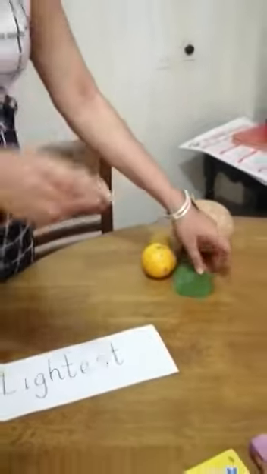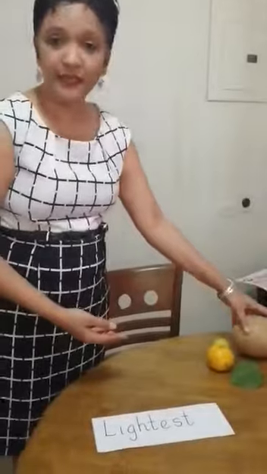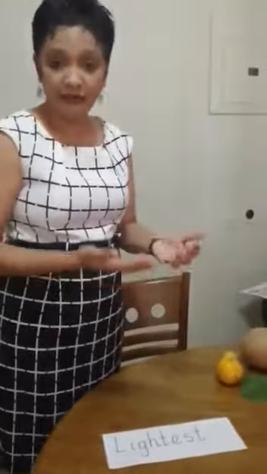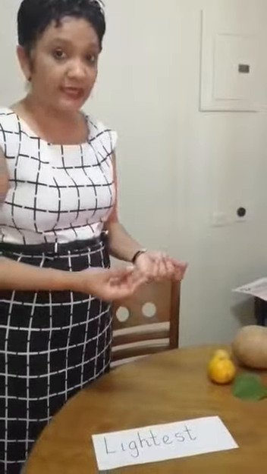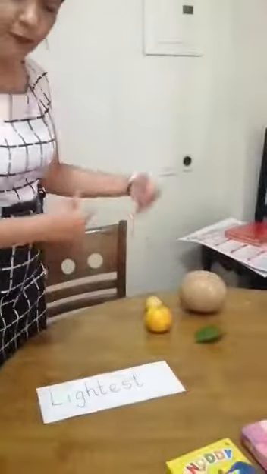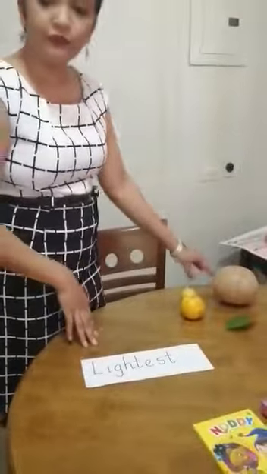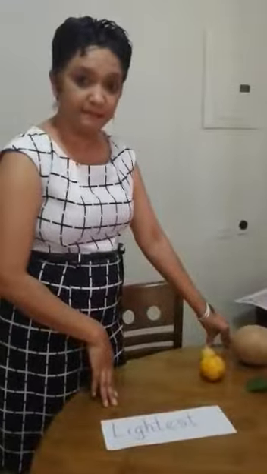Now, if you have any of these items at home, if you don't have the Mama Seafood and you have a pineapple, a pumpkin, a watermelon, you can use it and you can heft it and see which you think is the lightest. So let's look at these items again. Which one from what we did before hefting, which one here do you think would be the lightest?